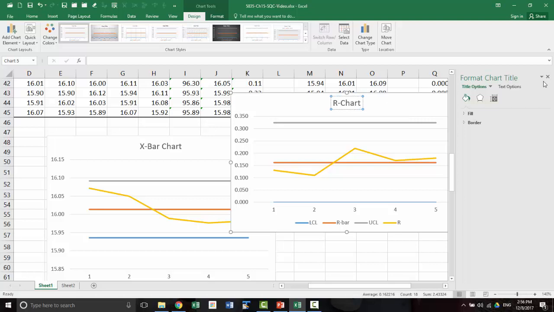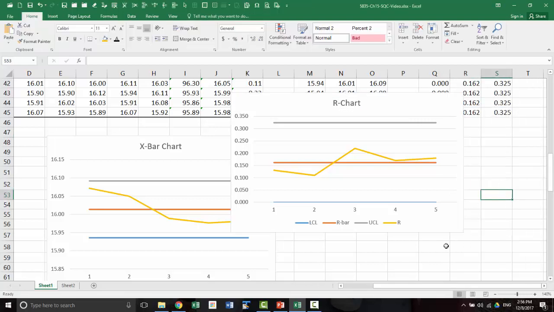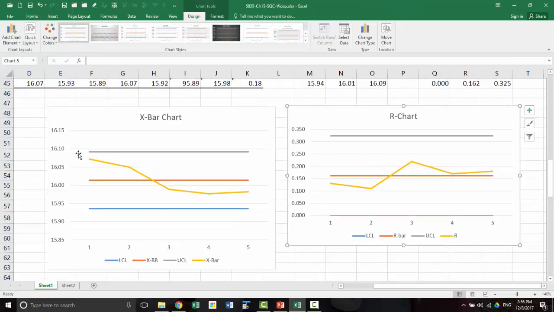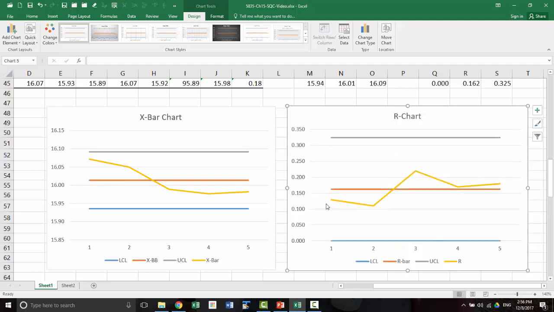Once we have the charts, we have to study the pattern of the X bar line with respect to the horizontal lines, the 2 control limits and the middle line. And same here with R, you study the pattern of the line that represents R for each sample with respect to the two limits and the middle line. Then look for patterns that will tell us whether the process is in control or not.